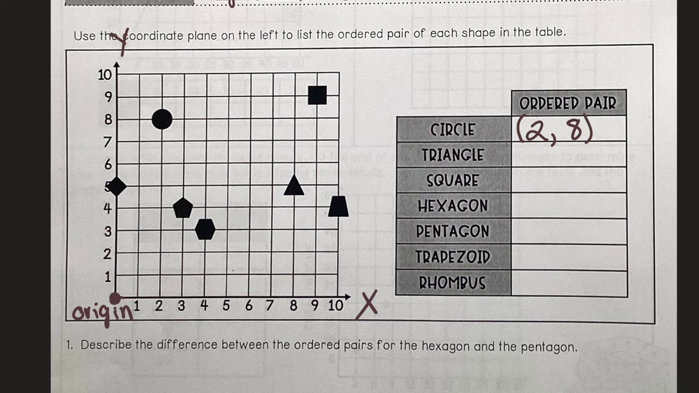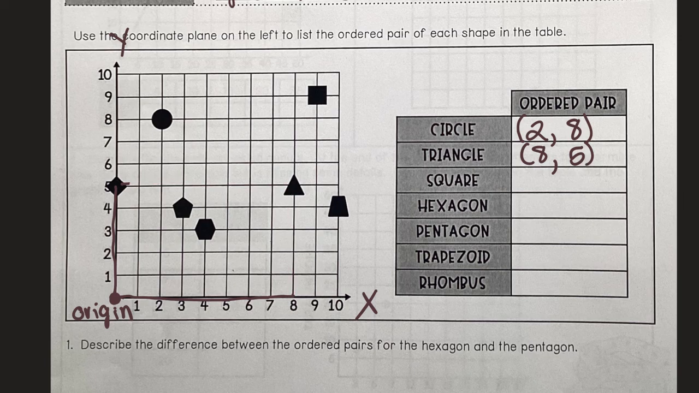Now, for our second shape, we are going to find the triangle. So again, I'm going to start at my origin, and I'm going to go all the way across my x-axis because x always comes first, and I'm going to stop on the line where my x is located, which is going to be 8. So my x value is 8, comma. Now I'm going to find my y value. I'm going to go up on my y-axis, and the line where my x-axis and my y-axis meet is 5. So that means that my y value is going to be 5. That is the location of my triangle.